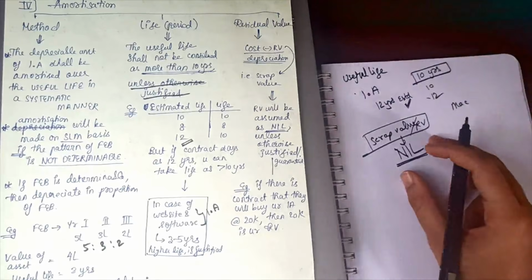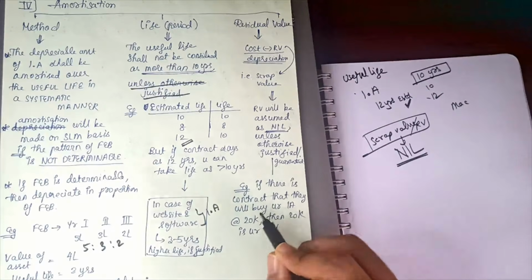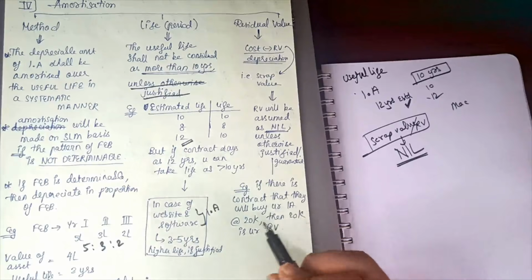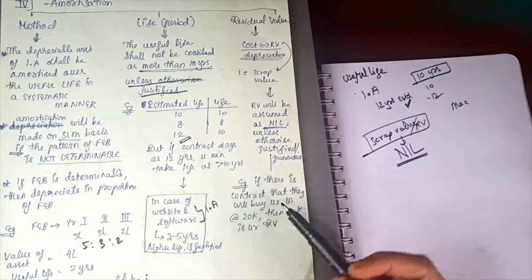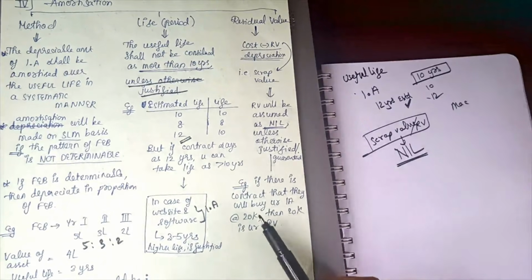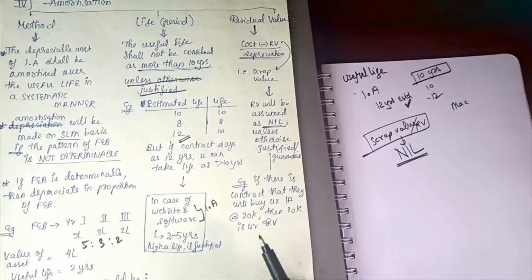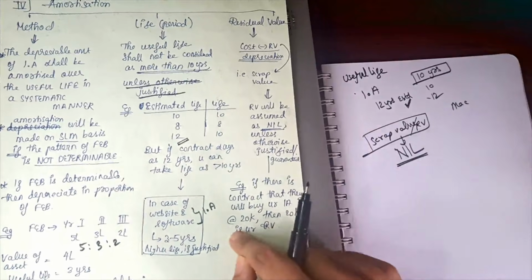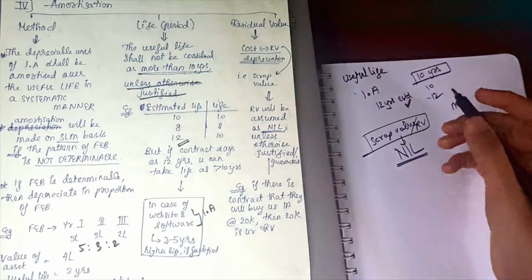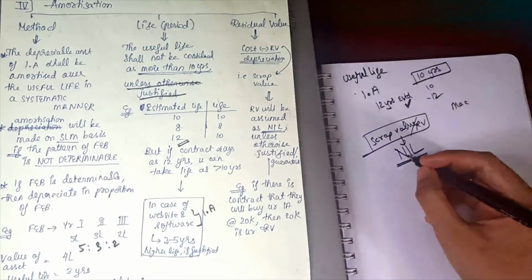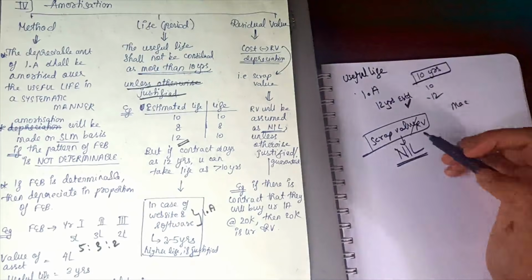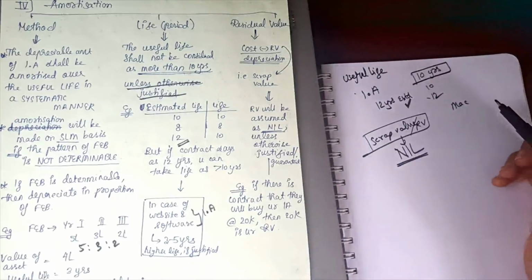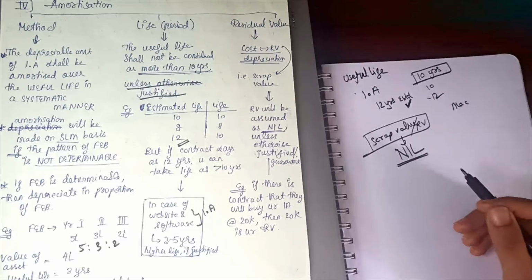Okay. Suppose there is a contract that they will buy your intangible asset at 20,000 rupees at the end of the useful life, then 20,000 rupees is your residual value. If there is no such contract or guarantee, then you must keep your residual value as nil and calculate your amortization or depreciation. Okay, so this is the end of the 4 topics.